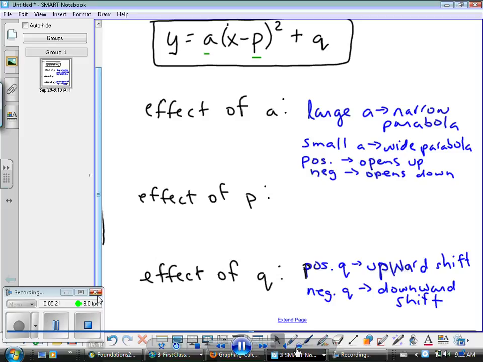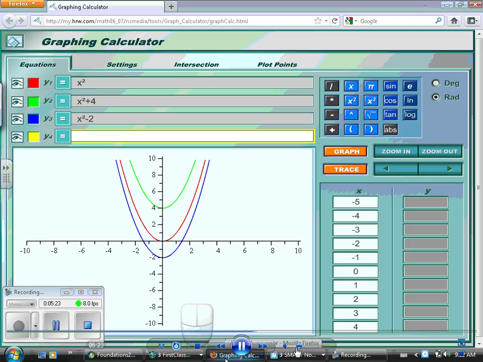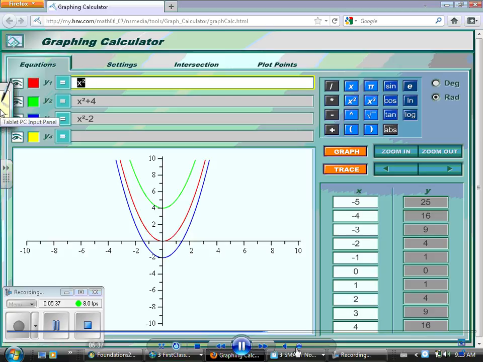Okay, and the last thing that you need to do here is we're going to look at how P changes things. So we're not going to have a Q value. We'll just say Q is 0, so we're just adding it on to the end, a 0, so you don't see it. And we're just going to try out the ones that they have in the book there.